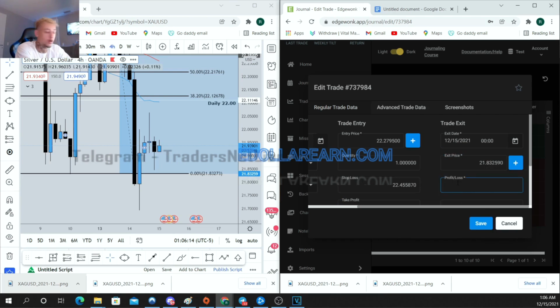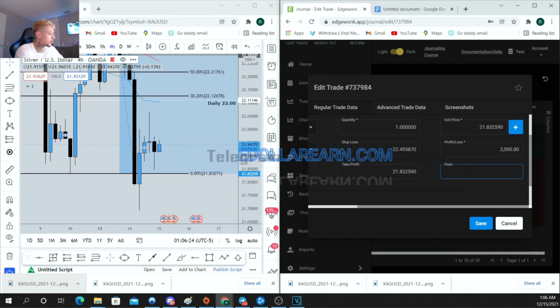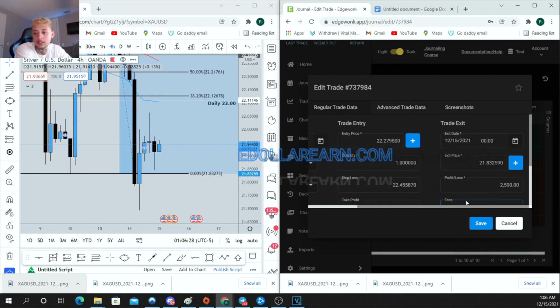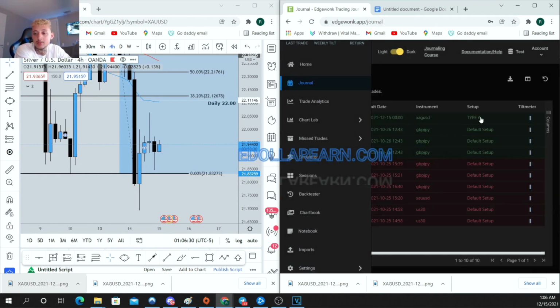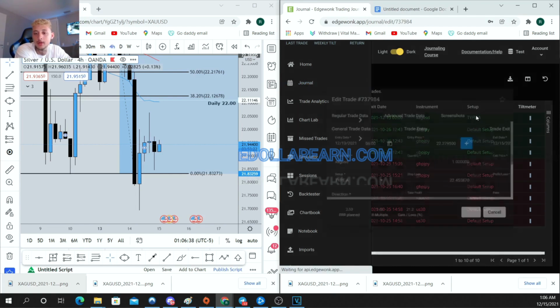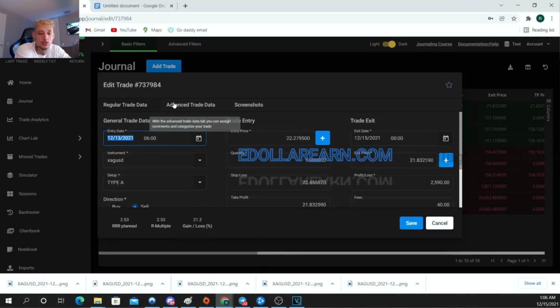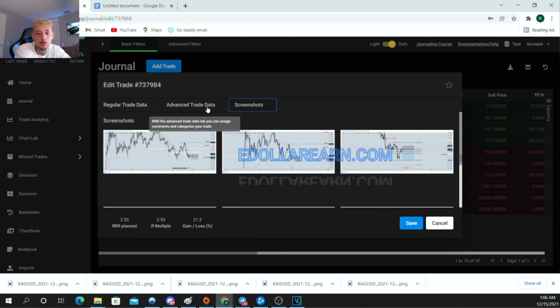Right, profit and loss. If we risked $1,000, then we were looking to gain $2,590. You also want to put in your fees here. So let's just say the broker took a, I don't know, $40 fee depending on the lot size you traded, and then that's simply it. So then you have all of your setups here. Your type A setups, and you're like, I wonder why I took a loss here on this type B setup. You open it up and you have all of the trade data right here at your fingertips.